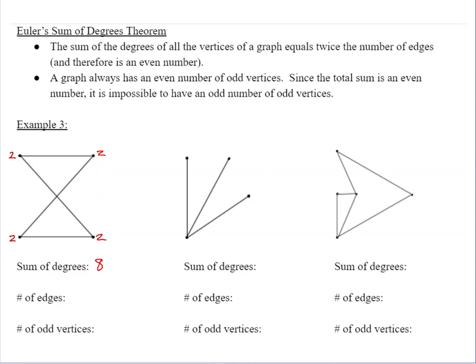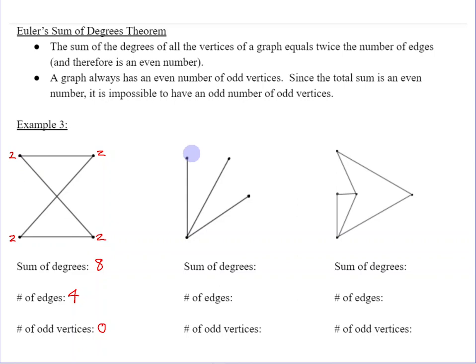So the sum of the vertices is 8. If we divide that by 2, 8 divided by 2 is 4, we get the number of edges, which we can confirm from the diagram. We have 1, 2, 3, 4. How many odd vertices do we have? 0.